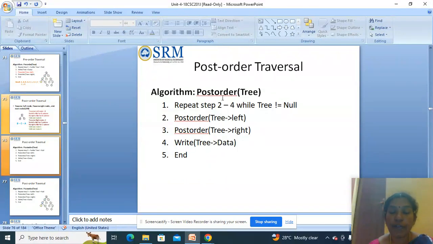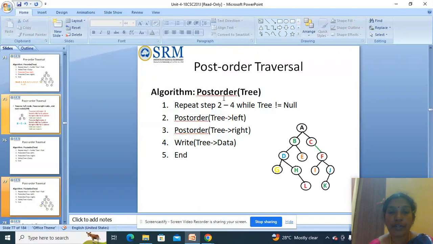Before this example, first we will discuss the algorithm. As usual, you have to check whether the tree is not null. Then visit the post-order traversal of the tree's left, next the post-order traversal of the tree's right, and finally visit the tree data, or print the tree data, and end. This is the algorithm for post-order traversal.